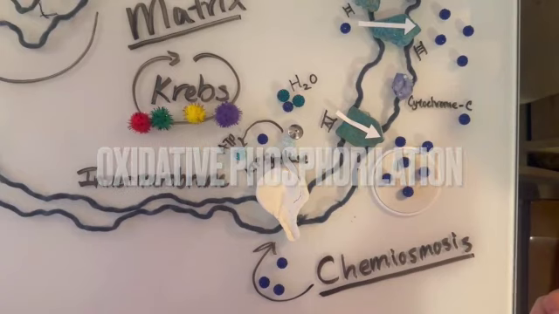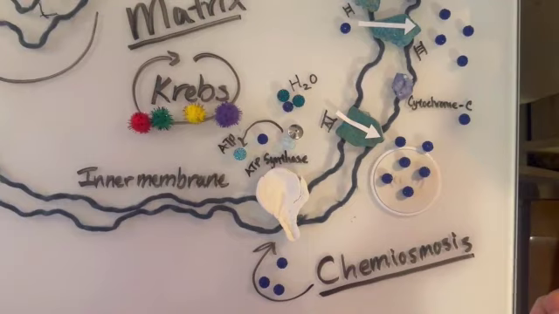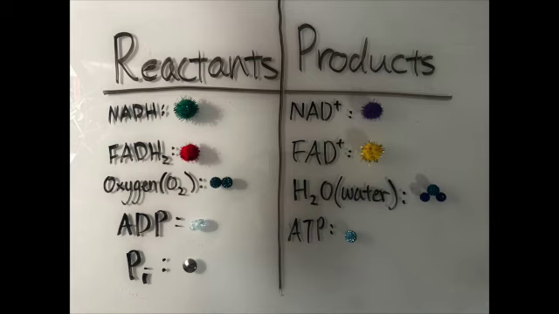This process of chemiosmosis and the creation of an electrochemical gradient to make ATP is the primary purpose of the ETC. To summarize, in the ETC process, the reactants are NADH, FADH2, O2, and ADP plus inorganic phosphate, and the products are NAD+, FAD+, water, and ATP.